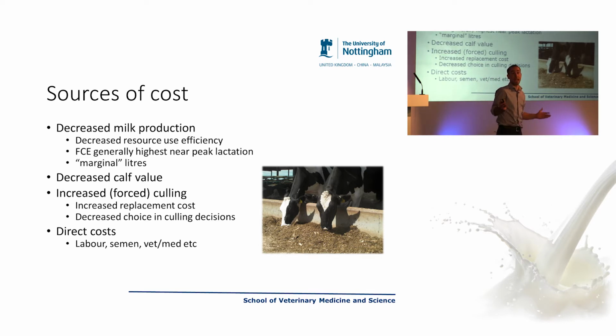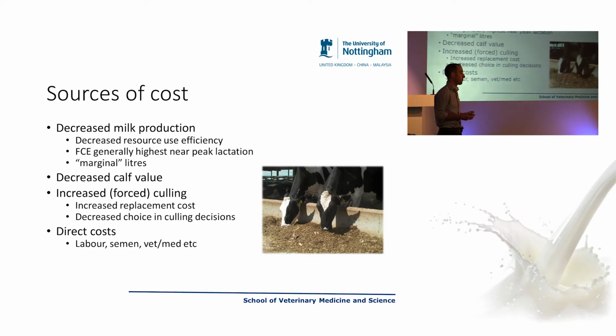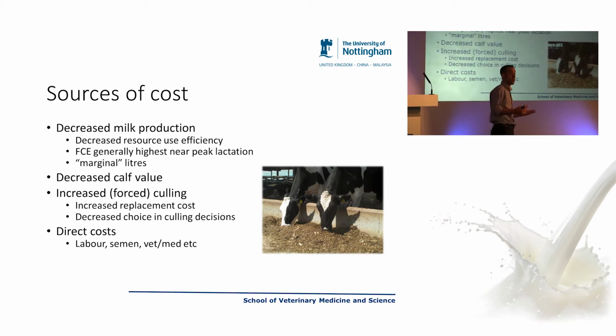So if we space a cow's calvings out by a greater number of days, we're going to produce fewer calves across the herd per year. So we're losing some calf value if we space those calving events out more. We're going to increase forced culling potentially if we have poorer fertility performance, because we're going to be forced to cull cows that we didn't get back in calf. So there's a number of potential consequences of that.